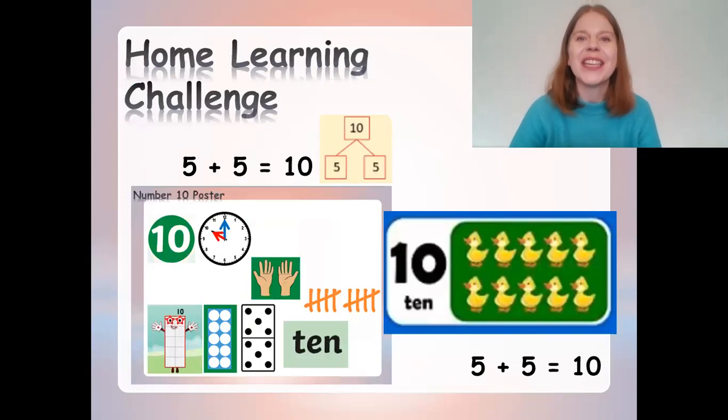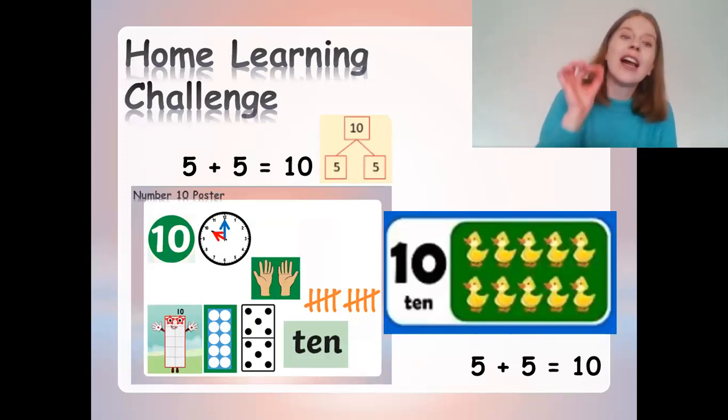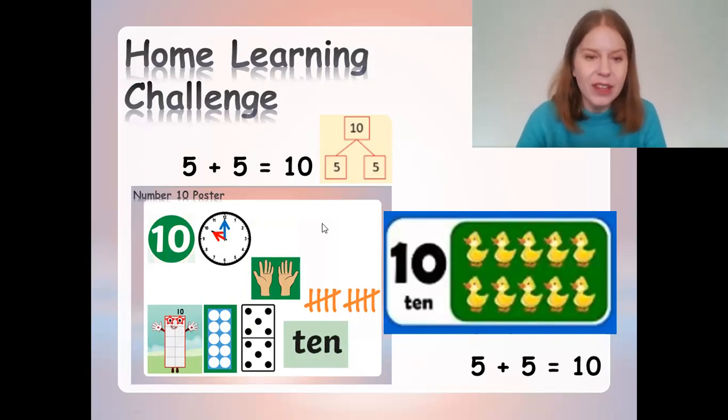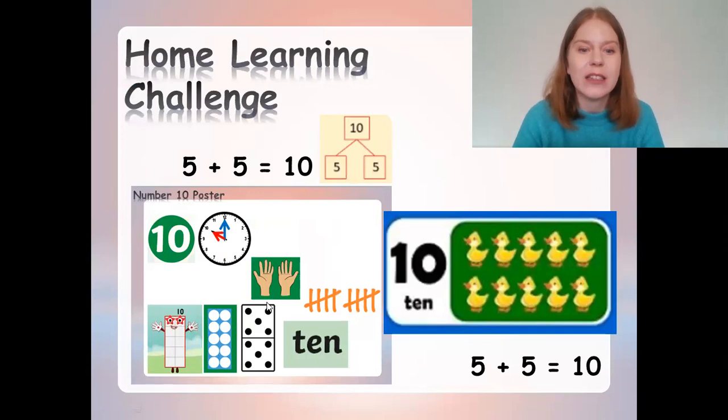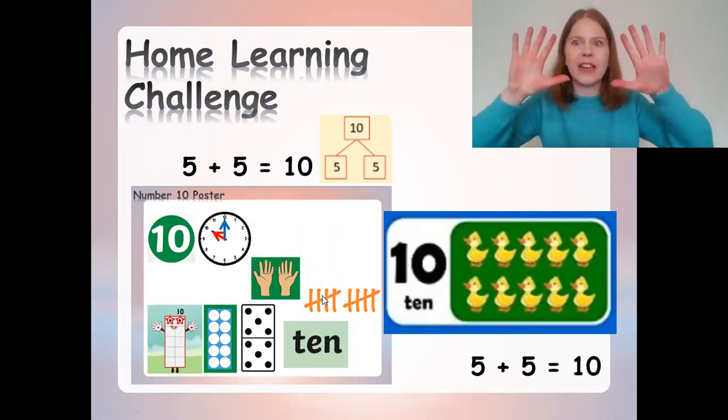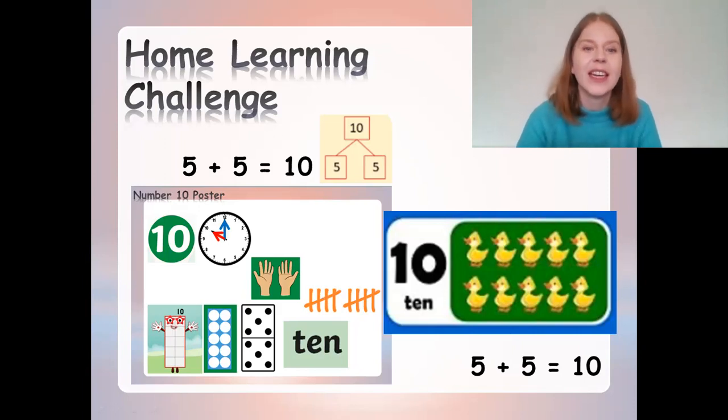Well done. Now, for your home learning challenge, we would like you to draw how you could make 10. And then you could draw the number 10 number block, or number 10 as a numicon, or number 10 on a dice, or tally marks, or fingers, or on a clock. And then we would like you to write a number sentence about how you could find the number 10. So here I've put an example, 5 add 5 equals 10. And I've also drawn it in the part-whole model.